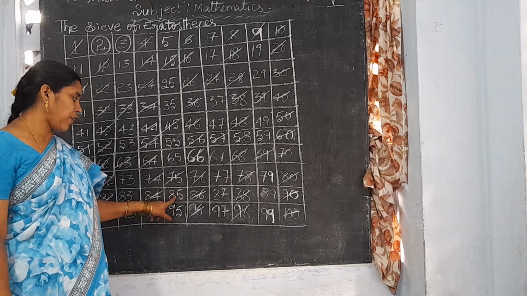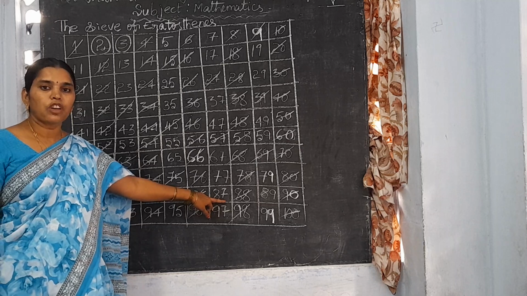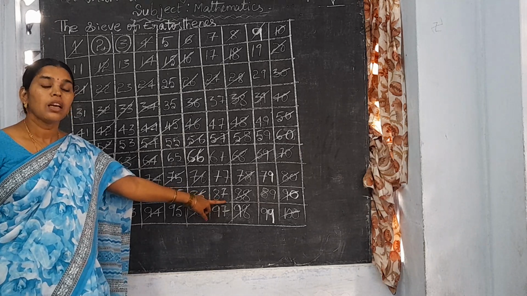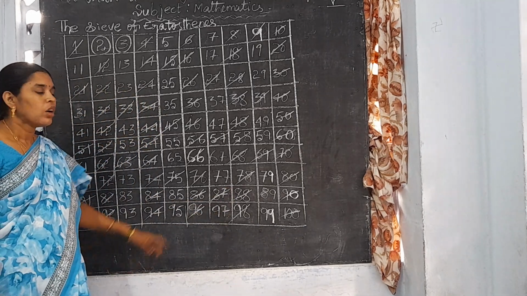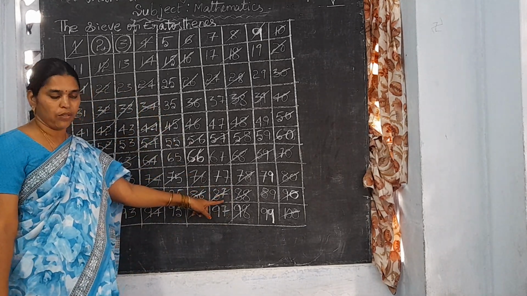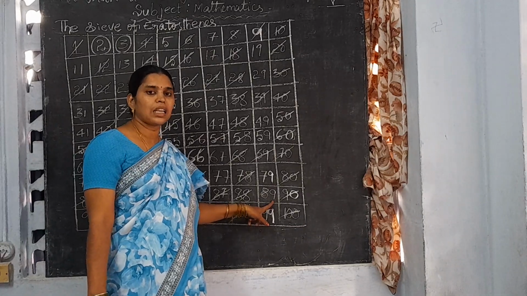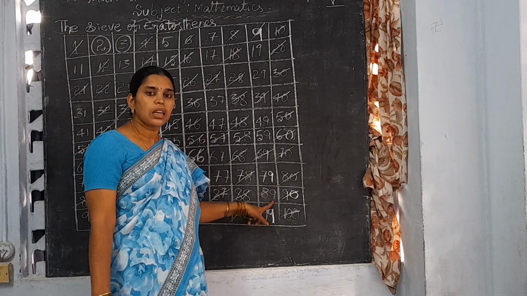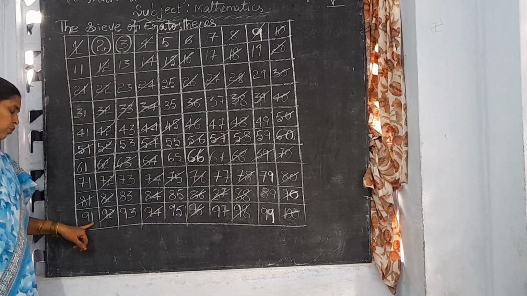8 plus 5, 85. Now 8 plus 7, 15. Is 15 divisible by 3? Yes. So 87 is divisible by 3. So 3 is a factor of 87. Now 8 plus 9, 17. Is 17 divisible by 3? No. Leave that 89. Now 91.